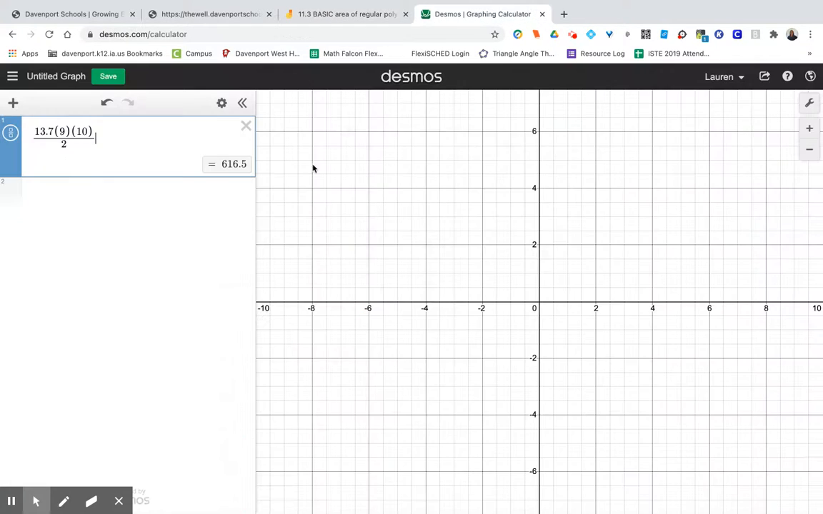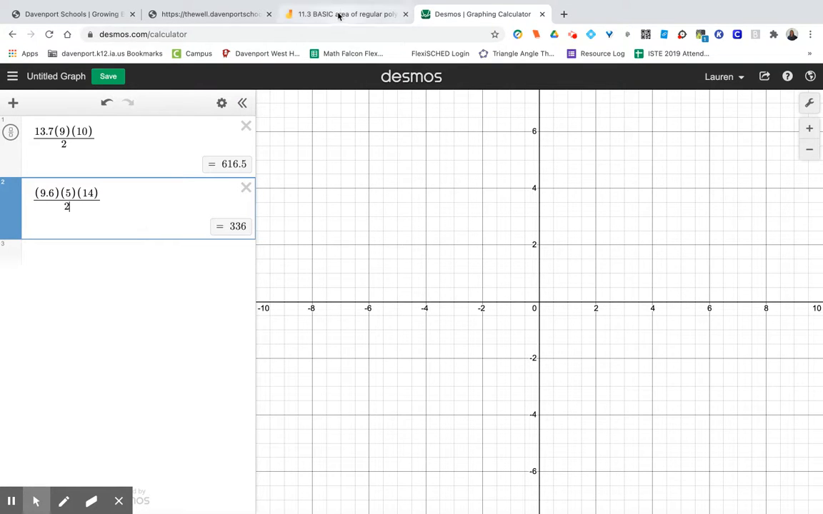So in Desmos here, I'm going to go 9.6 times 5 times 14, divide all that by 2, and I get 336. So then that's my area, 336.